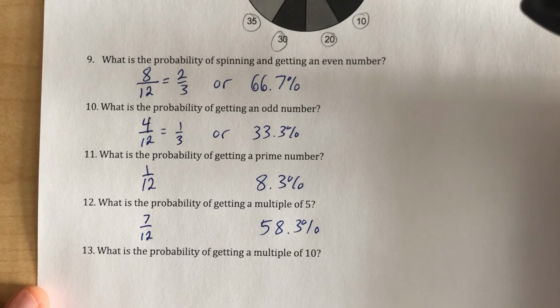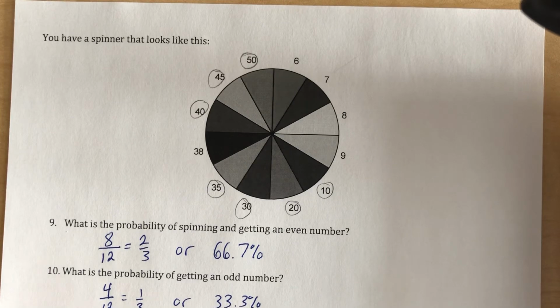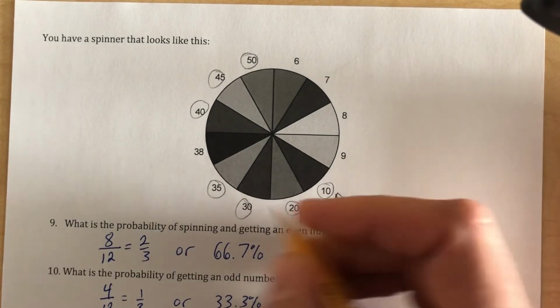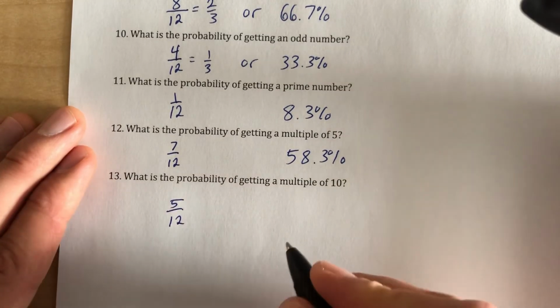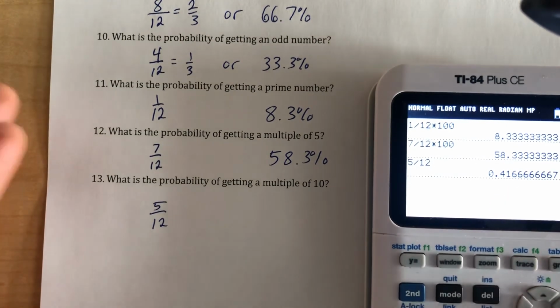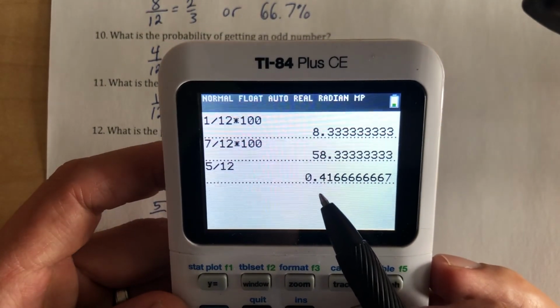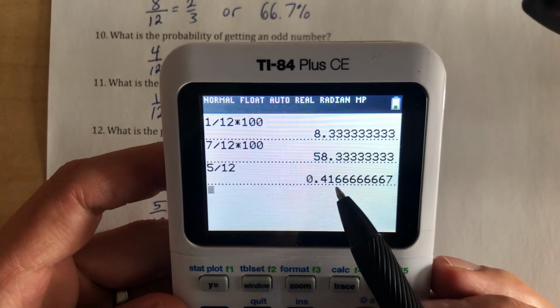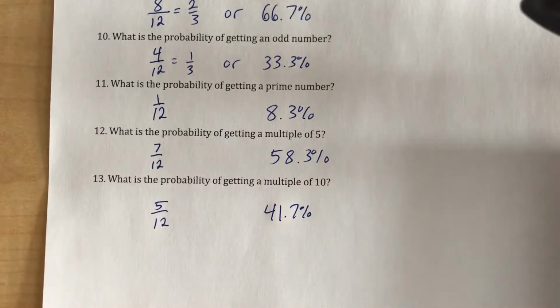Probability of getting a multiple of 10. Okay, we'll point to these instead of circling. Numbers that are divisible by 10 end in 0. So 10, 20, 30, 40, 50. There were 5 of them. So 5 out of 12. And 5 out of 12 is, let's not even multiply by 100. Let's just move the decimal 2 places. It's the same thing. 41.6 repeating. I'll call it 41.7. So 41.7%.